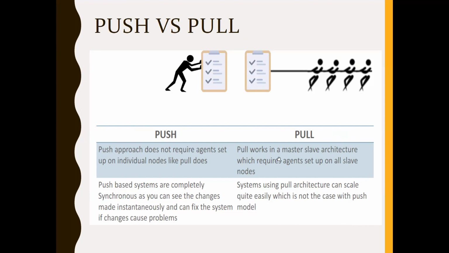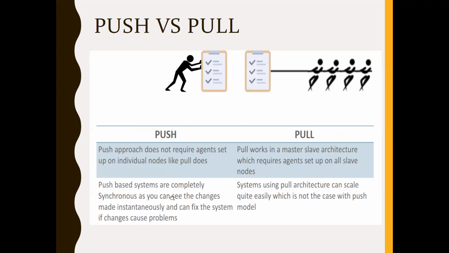So they will use the master slave concept because the client software will be installed on all the target machines and they will be pulling the configuration. Setup is a bit complex, right? Whereas in push, it's agentless. You don't need to install anything, absolutely nothing on the target machines, which makes the setup quite simple.